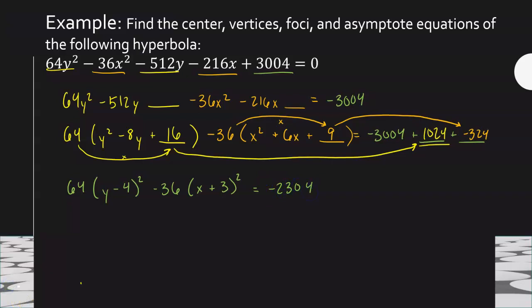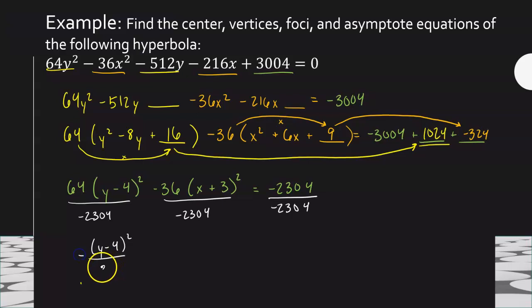All right, so now to simplify this, we want to get this equal to 1. So I'm going to divide everything by negative 2304. Both of these terms, I'm going to divide by that value. When you do that, again, you'll be using your calculator. When I take negative 2,304 divided by 64, that's going to give me a value of 36. So we would have y minus 4 quantity squared over negative 36, I should say.